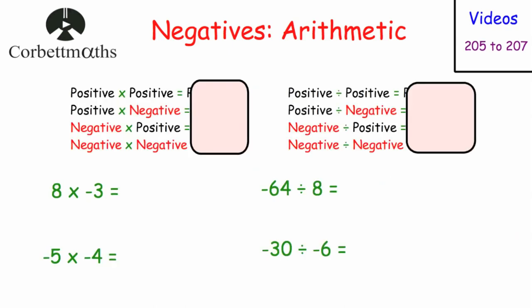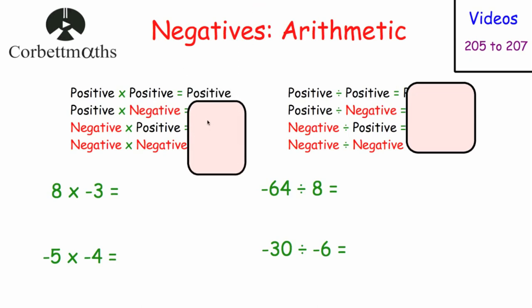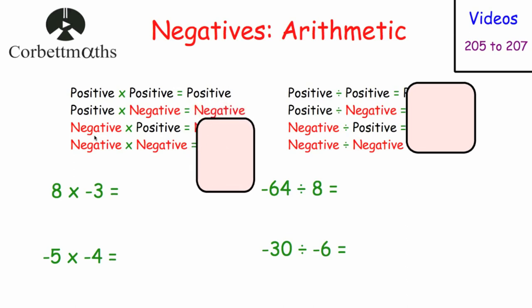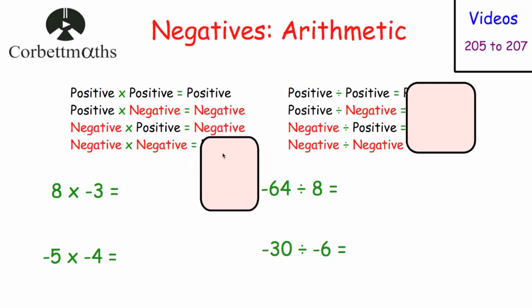So our next topic is multiplication and division involving negatives. So let's go through our rules. Well, a positive times a positive is a positive. A positive times a negative is a negative. A negative times a positive is a negative. And a negative times a negative is a positive.